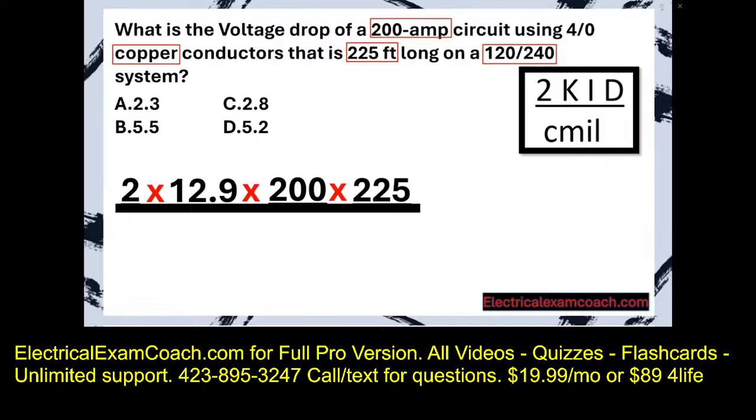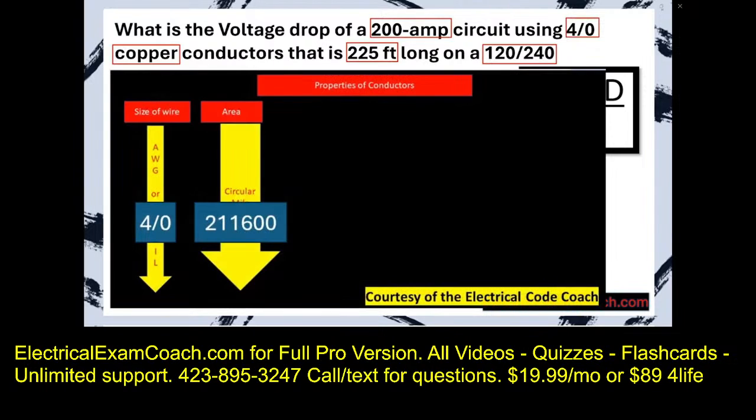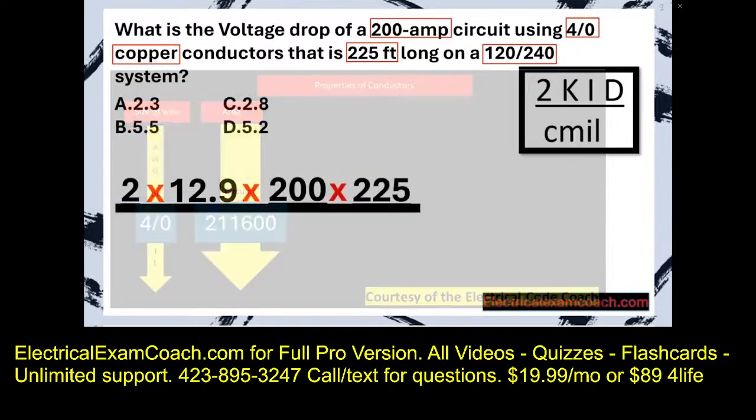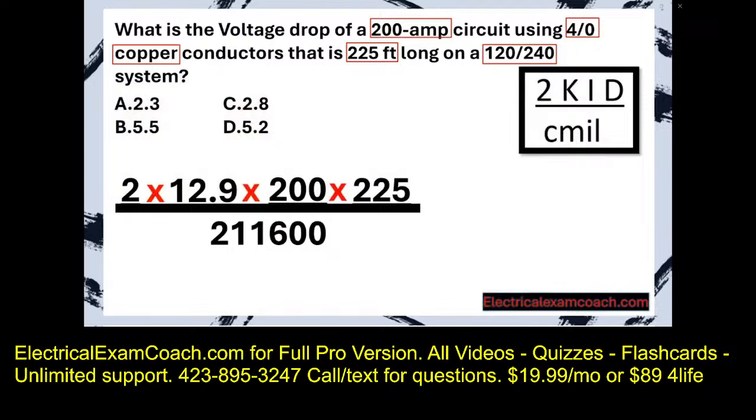Now we need to find our circular mils. And for that, we're going to be looking for 4/0 in the table. When we head to Chapter 9, Table 8, we're going to start on the left-hand side and come down and find 4/0. Then we're going to cross over, and we're going to find that it's 211600. Anytime it's a long number like that, I don't try to figure out my thousandths or tens, I just say 211600, and I write that down. Then I write that down right under here.